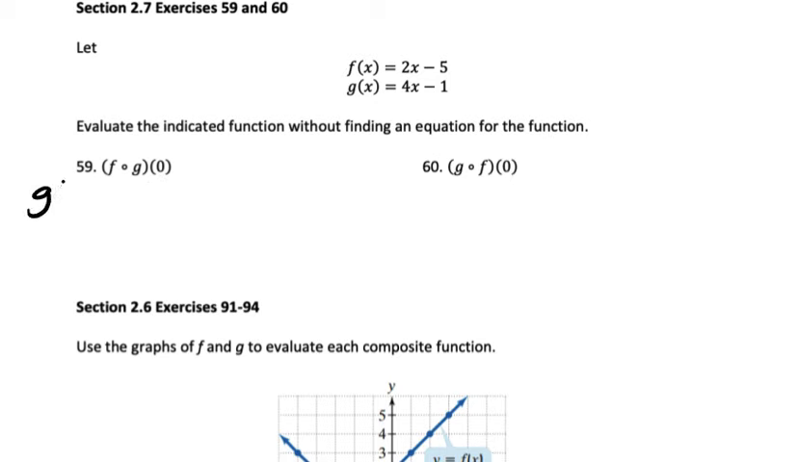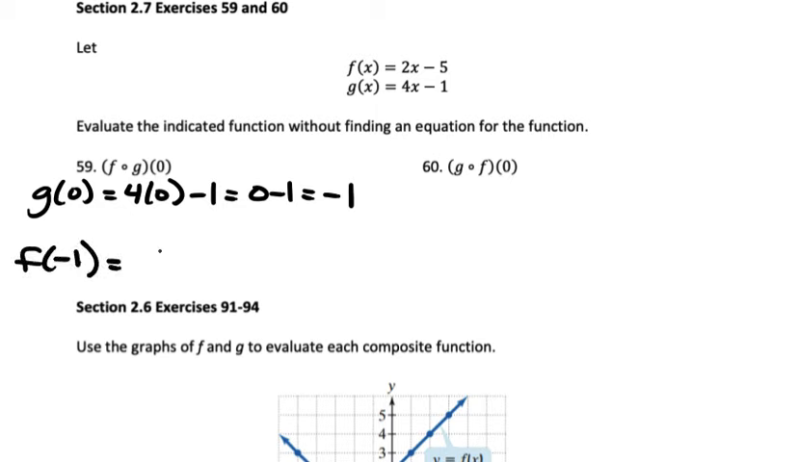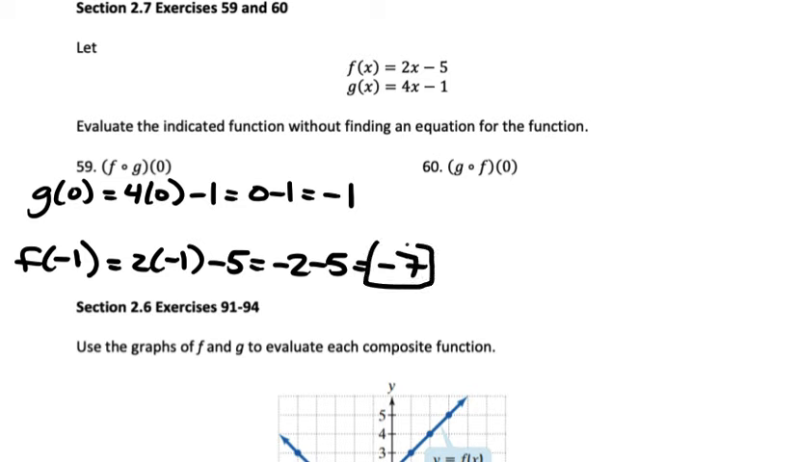So I'm going to calculate g of 0. So 4 times 0 minus 1, which is 0 minus 1, which is negative 1. Now what I'm going to do is take the answer that I just got and plug it into f. So f of negative 1 is 2 times negative 1 minus 5. And negative 2 minus 5 equals negative 7. So this would be my answer.